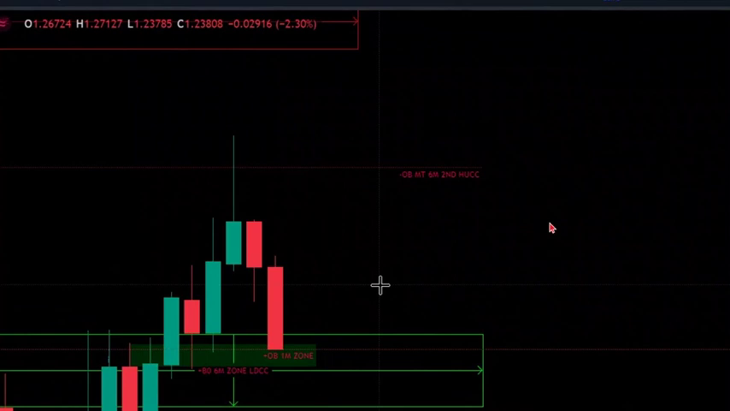Okay, so let's zoom out. So now we got to see what price is doing.